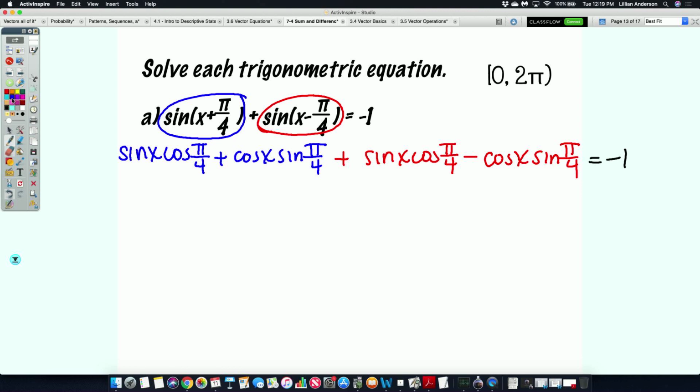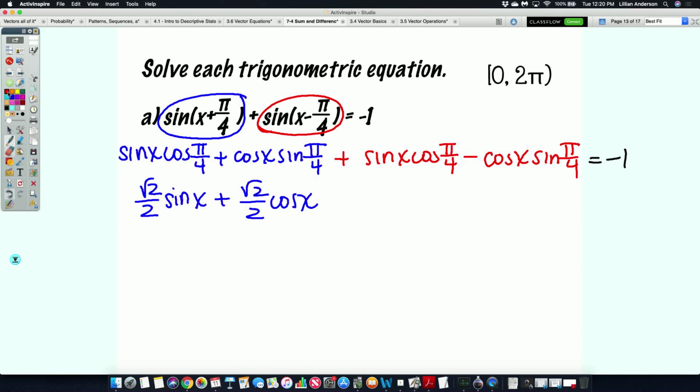So you should have used the identities. I separated them by colors. So you should have had the cosine of pi over 4 is what? Square root of 2 over 2. And since that's being multiplied to a sine x, that's nothing but a coefficient in front of this sine x. What's the sine of pi over 4? Again, that's nothing but another coefficient in front of that cosine x because it's being multiplied.